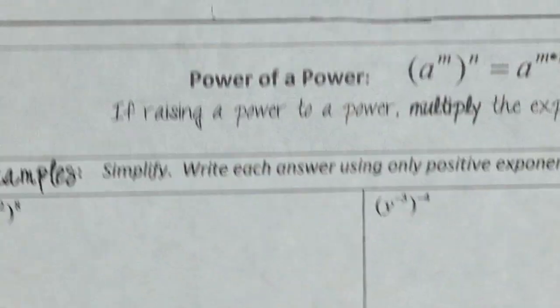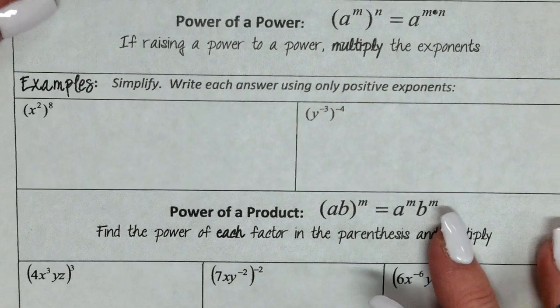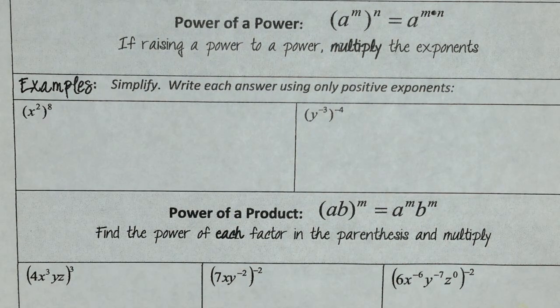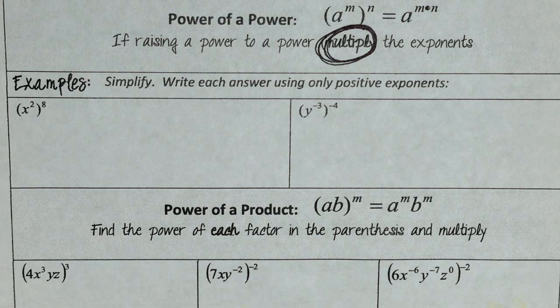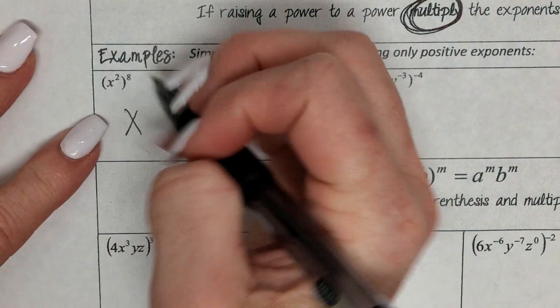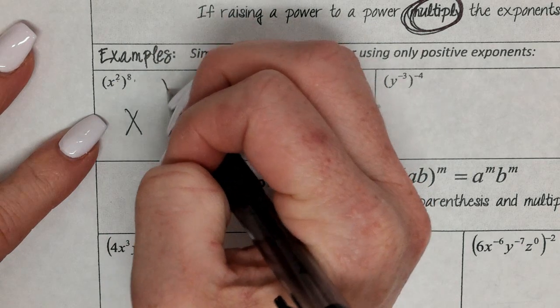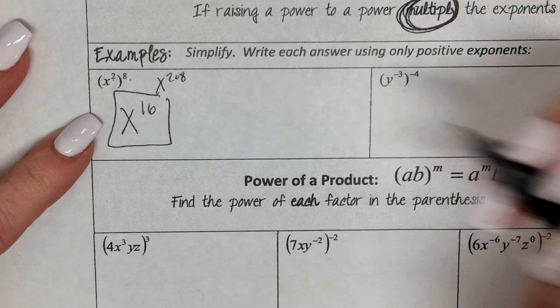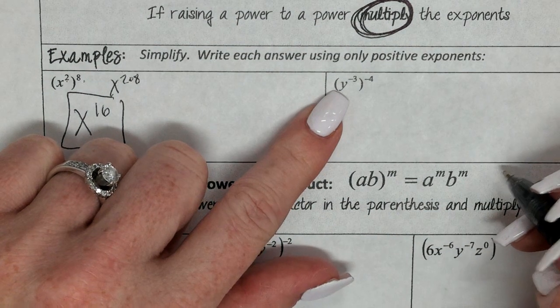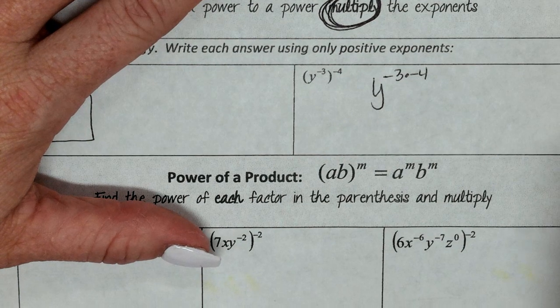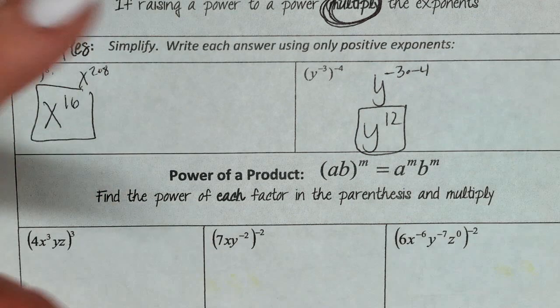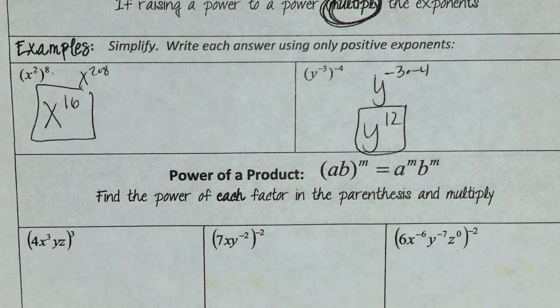Go to the back. Power of powers. If you have parentheses, then you multiply the exponents. And the power gets distributed to everything in parentheses. All right, so this one becomes x to the 2 times 8, which is x to the 16. This one becomes y to the negative 3 times negative 4. And what are two negatives? So y to the 12, it's a good answer because it's a positive exponent. Good?